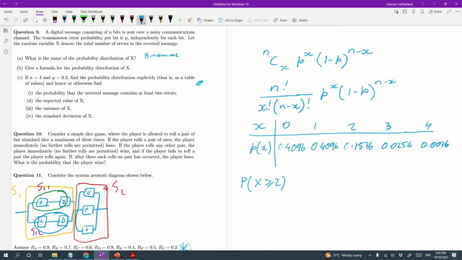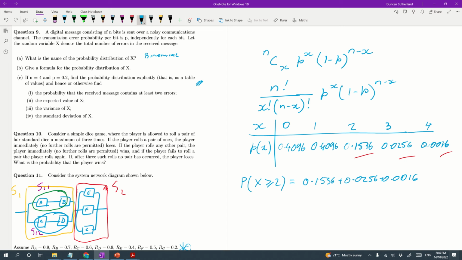We can now think about this in terms of finitivity and complements. So at least 2 errors means that, there's only 4 of these, so I'm going to do it pretty manually. We can either get 2, 3, or 4 errors, and we're just summing these probabilities. This is a question more about the cumulative distribution. So that's 0.1536 plus 0.0256 plus 0.0016. Right, so that'll have some number that you can put into your calculator.